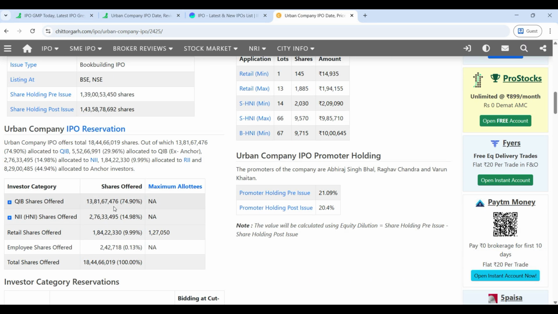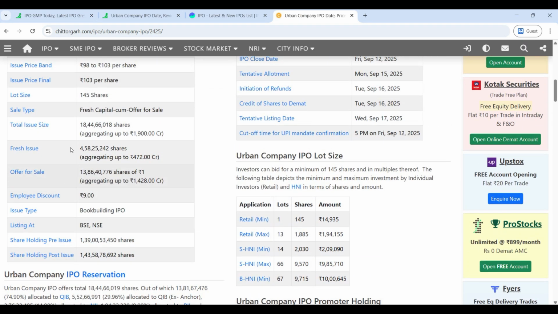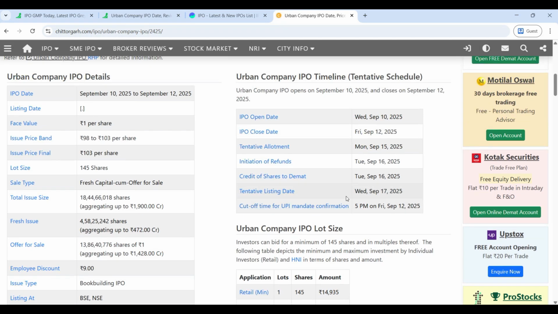So you can see here the tentative allotment date and tentative listing date, everything. So September 17. If you search for this company in your broker account, you will not find it. On September 17, you will find this company listed in your stock exchange. So to explain simply, this is the concept, what is an IPO and those things. Let me know if any doubts. Yeah, thanks.